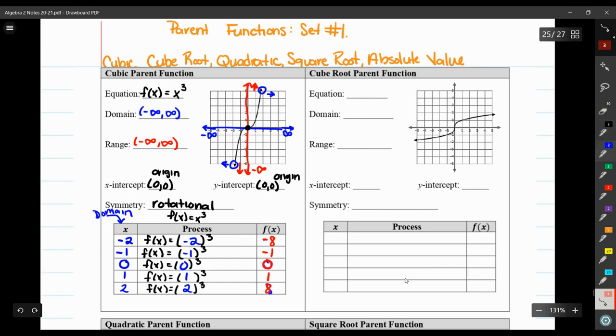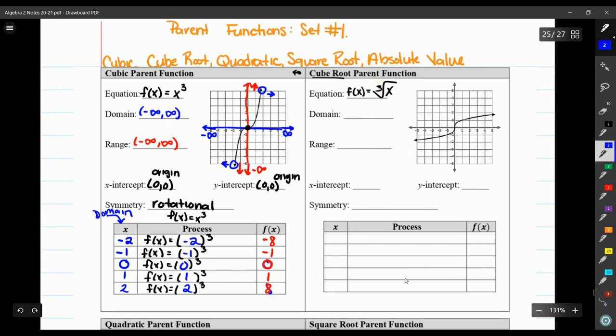Now, let's talk about the function that's related to the cubic. Let's talk about the cube root. So these two are actually inverses of each other. That's why they look very, very similar. So the equation of the cube root will be f of x equals the cube root of x. Now, when you're drawing the cube root, make sure this is a small number inside the crook of the radical. You should know that word from Algebra 1. The index tells you what kind of root you have. So this is a cube root of x.